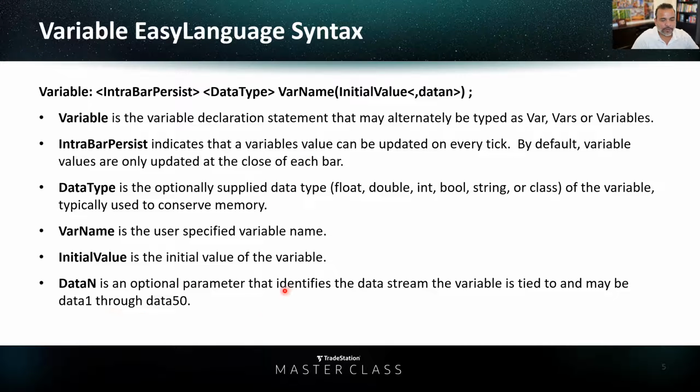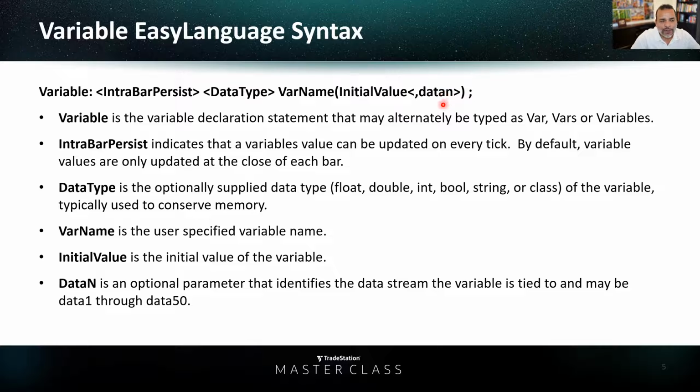For those that use multi-data charts, you know that you can add up to 50 data elements to a chart analysis. And in the declaration statement, from the get-go, you can already tell Easylanguage this variable is going to use such data number. Of course, you can do that also in the assignment. In the assignment, when you tell Easylanguage how the variable is going to be calculated, you can also use a specific data number, but it's interesting that you can include that inside the declaration.